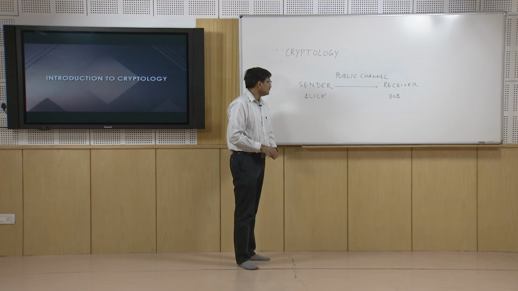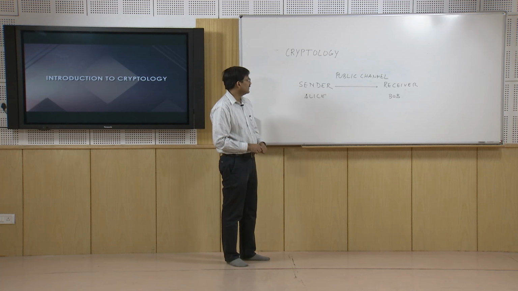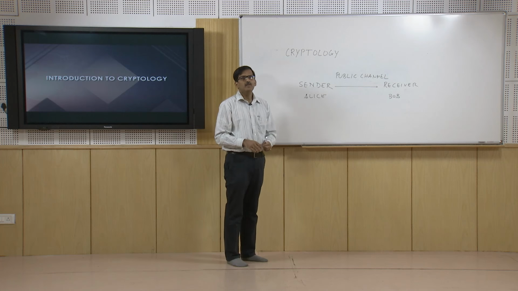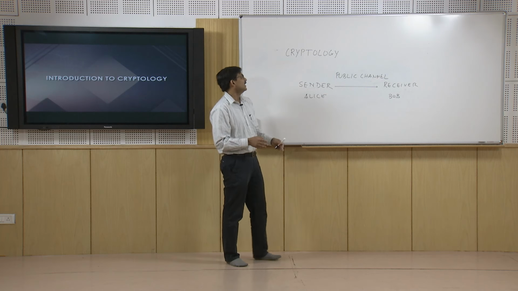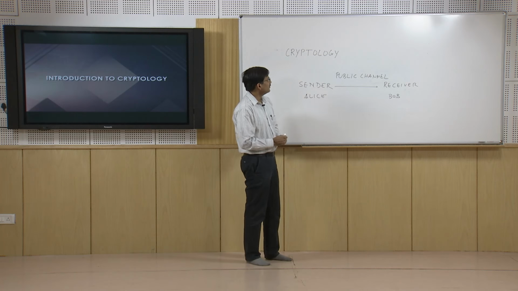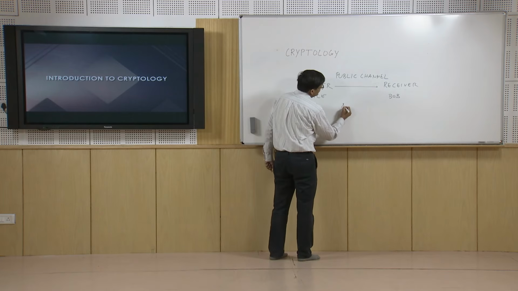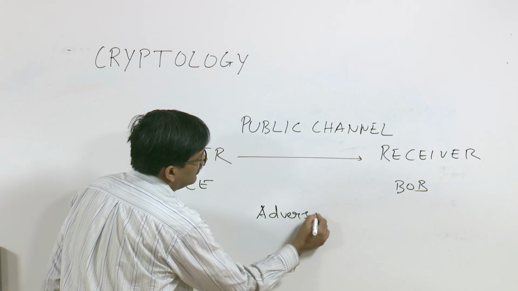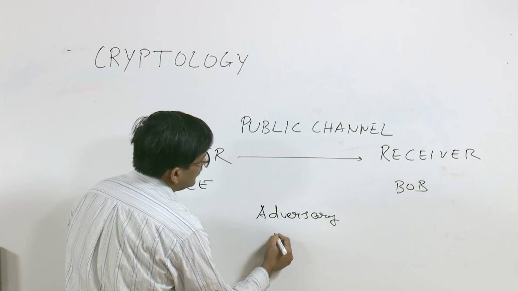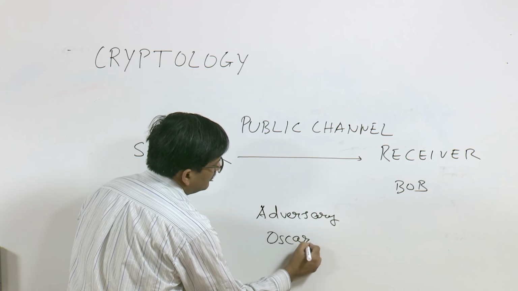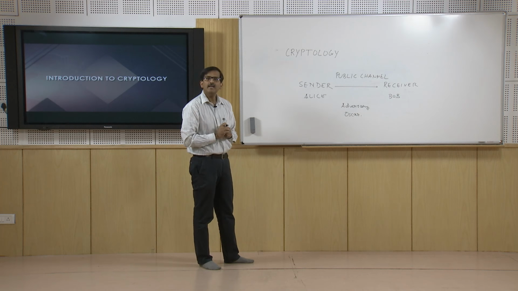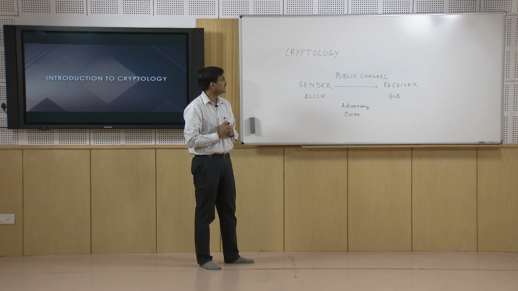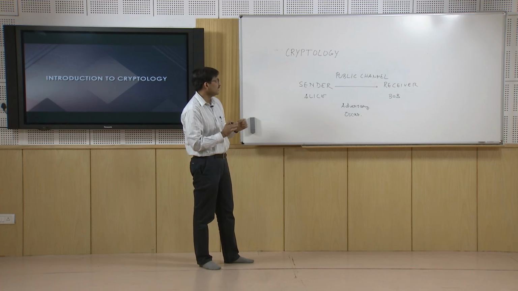So, in order to have some kind of privacy, Alice would like to hide the meaning of the message from anybody other than Bob. Now, here we have the adversary Oscar, who is listening to the channel and who would like to know the meaning of the message that Alice is sending to Bob. So, this is our basic model of cryptography.